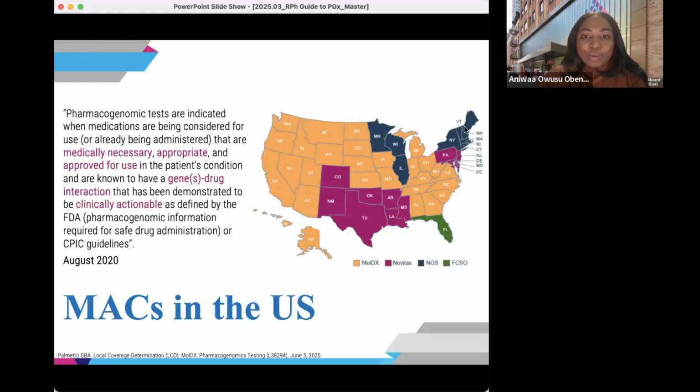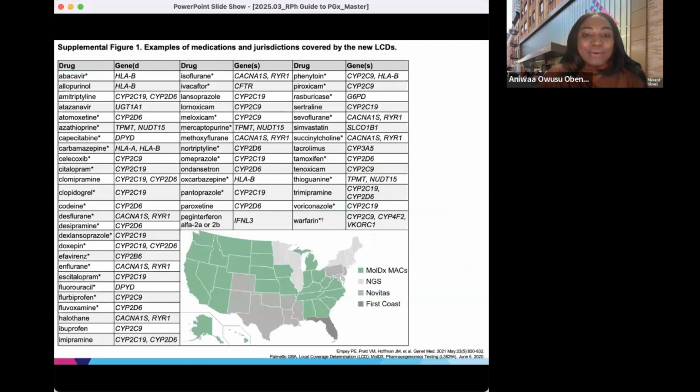As you can see, in New York, we are with the Blues, National Government Services, and currently that MAC does not cover pharmacogenomics for CMS. So I always say New York tends to be the last one to cover things. But fast forward to December 2021, Novitas and First Coast, so this Florida one is First Coast, Novitas are the darker gray states, including Texas and others here. They decided to cover all of the medications that are listed here in addition to MolDX.